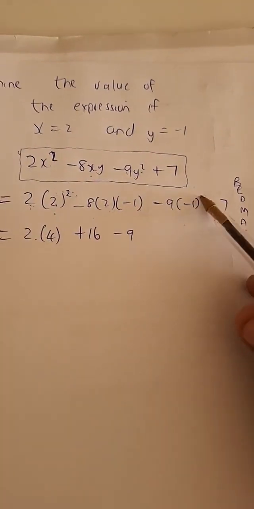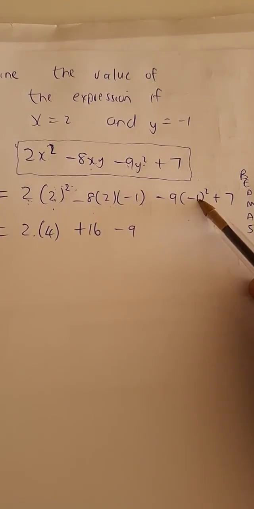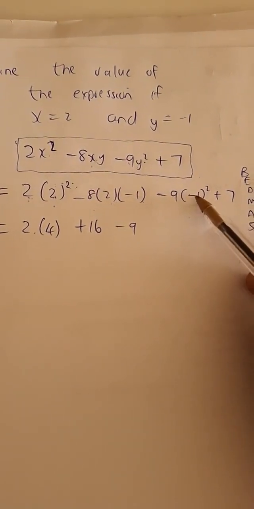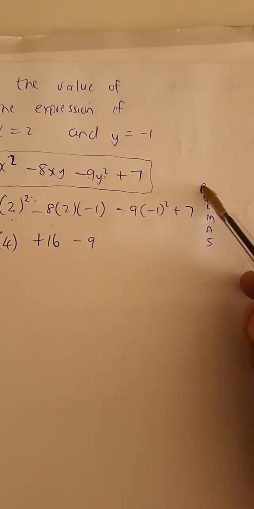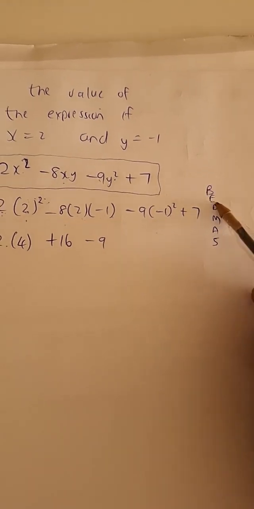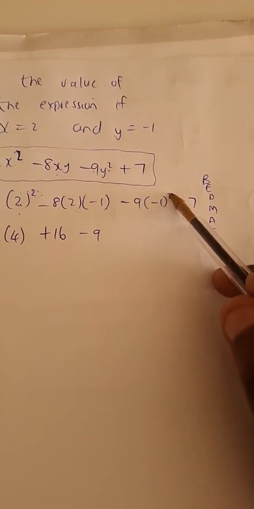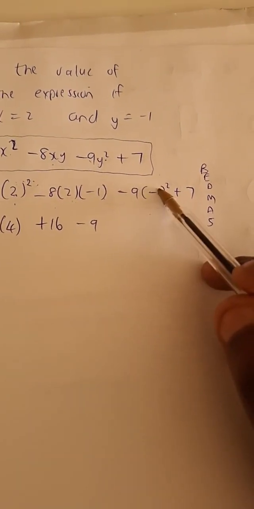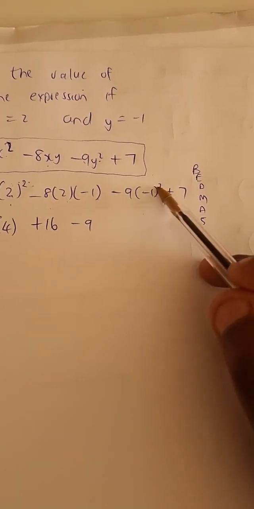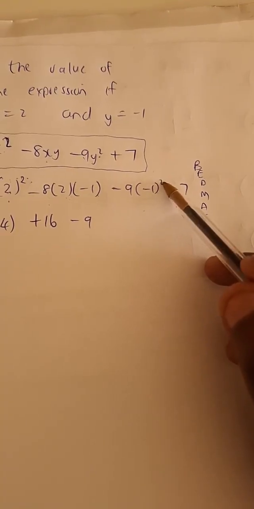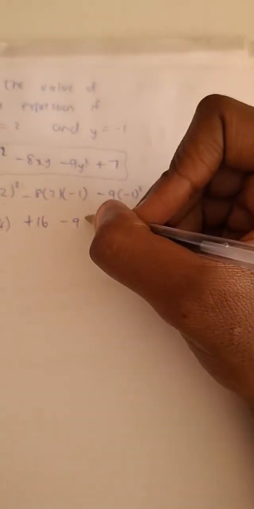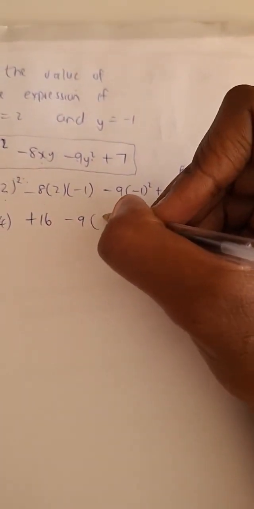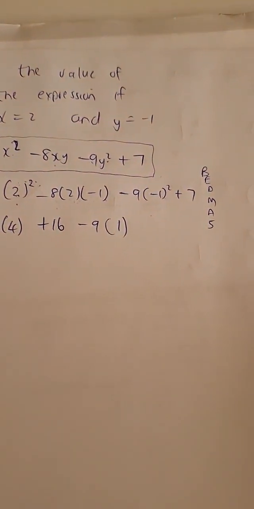Minus 9. This negative 1 squared gets priority. We don't multiply the negative inside when this exponent is there, because BODMAS: brackets, exponents, then the multiplication of the negative 9 with what we get as the result. So negative 1 squared, you remember what I said about the even exponent with the negative sign? It changes it to positive. So we have positive 1 there.